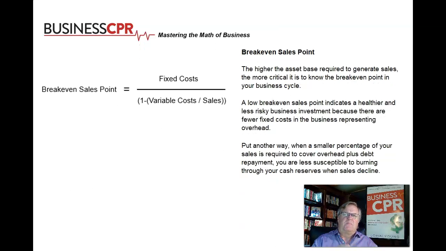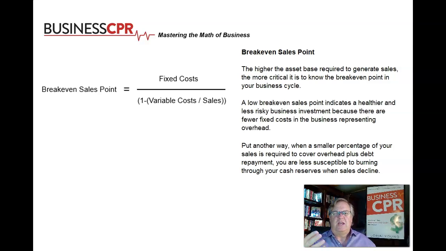A couple of things to appreciate about the break even sales calculation. One is it really is important for a business that has a really high fixed asset base. In other words, if you've got a lot of fixed assets and a number of those assets are on credit, in other words, you're making debt payments against those assets, knowing what your break even sales point is important because it's going to help you appreciate what's your nut? How much do you have to sell to cover those already entered into obligations?